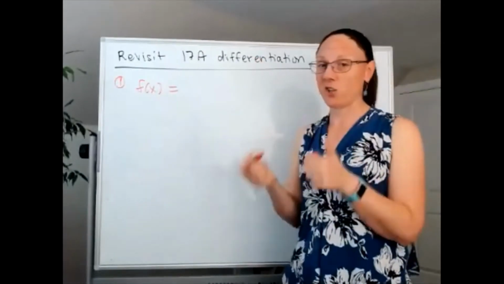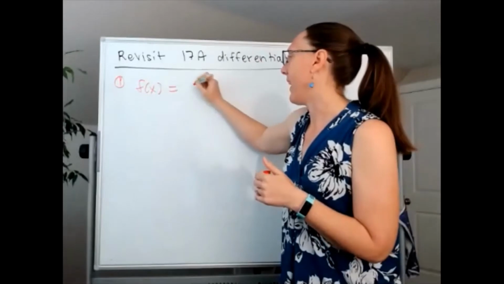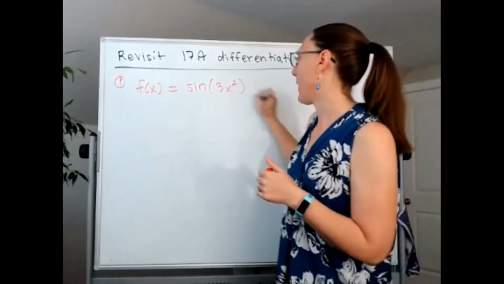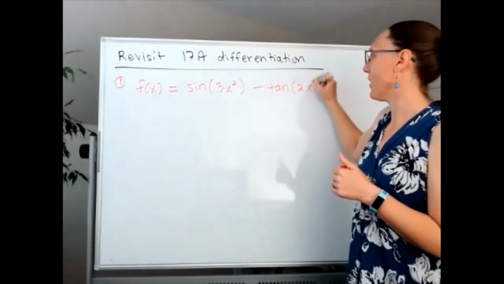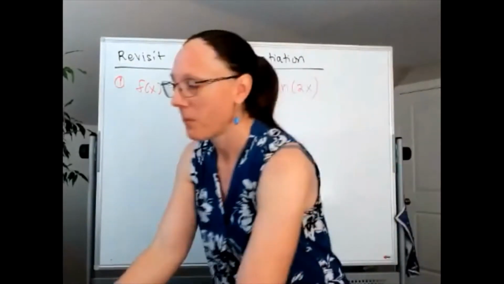So, just a super basic starting point here. Let's say that I had a function like sine of 3x squared minus tangent of 2x, and I wanted to take the derivative of that.